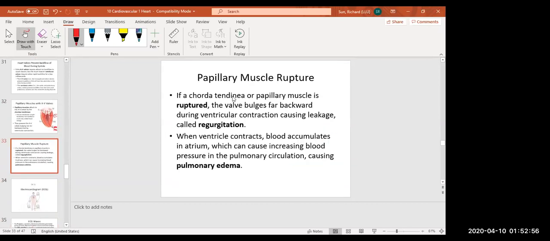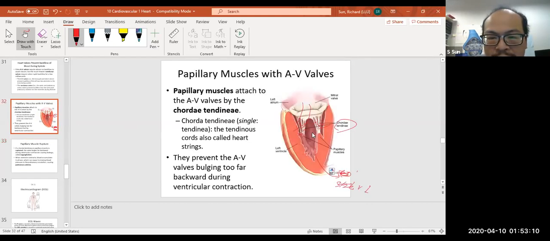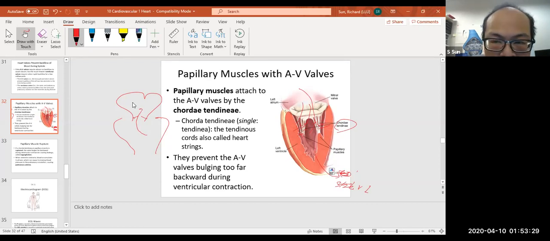So if we have the papillary muscle rupture, we have the valve murmuring, and it will cause the blood, it's called regurgitation. Basically, that blood will come from the ventricle into the atrium. So here is the atrium. This is the ventricle. So if this valve cannot close, blood will go into the atrium. This one is called regurgitation, and that will cause two things.